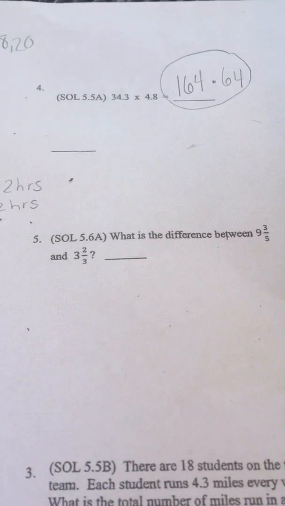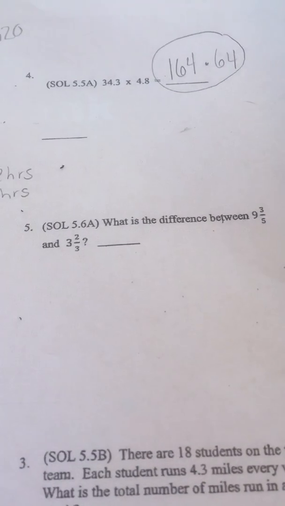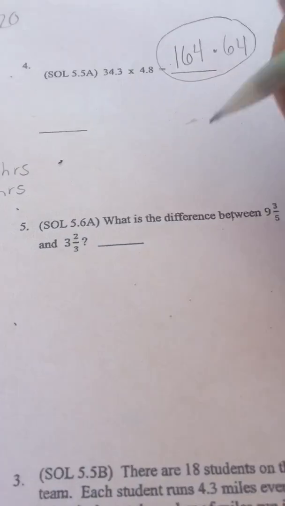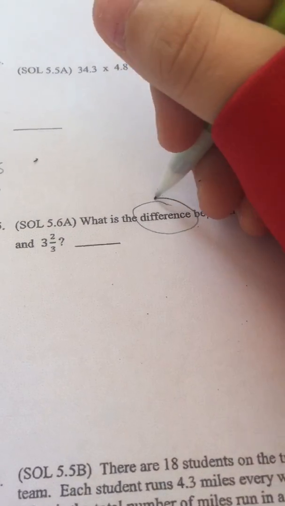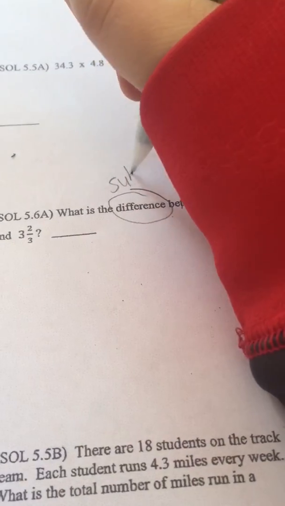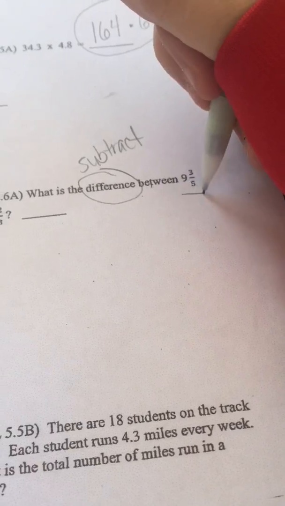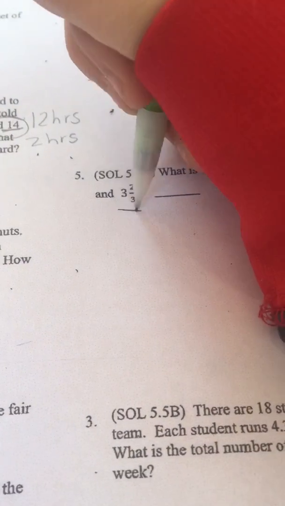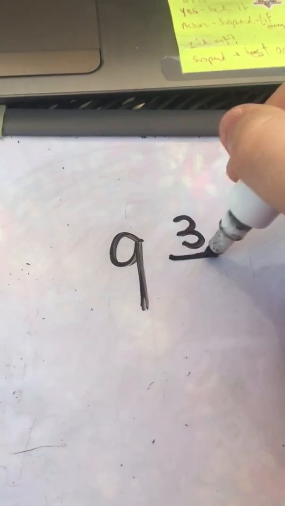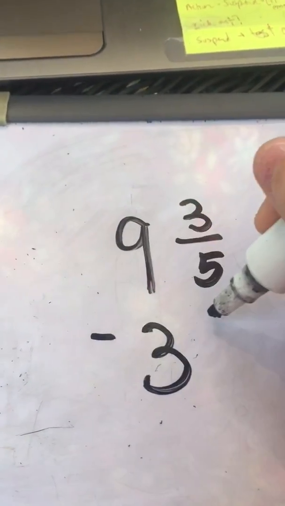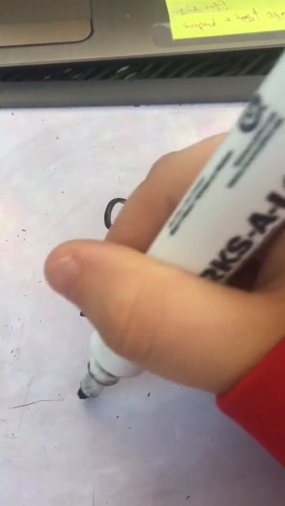And our last one for today is number 5. What's the difference between 9 3/5 and 3 2/3? Difference is a clue word here. It means that we need to subtract. Okay, so we're going to be taking 9 3/5 and subtracting 3 2/3 from it. So on my whiteboard, 9 3/5 subtracted by 3 2/3.